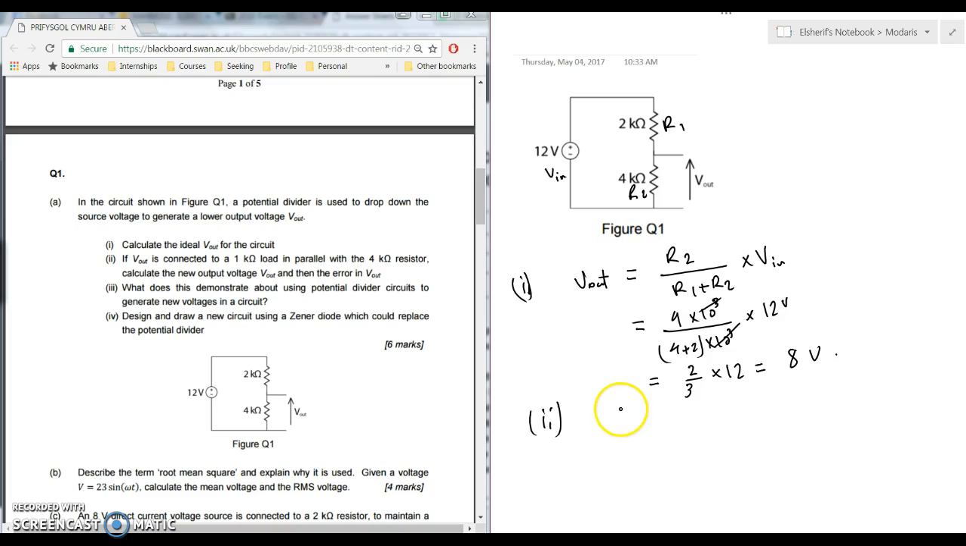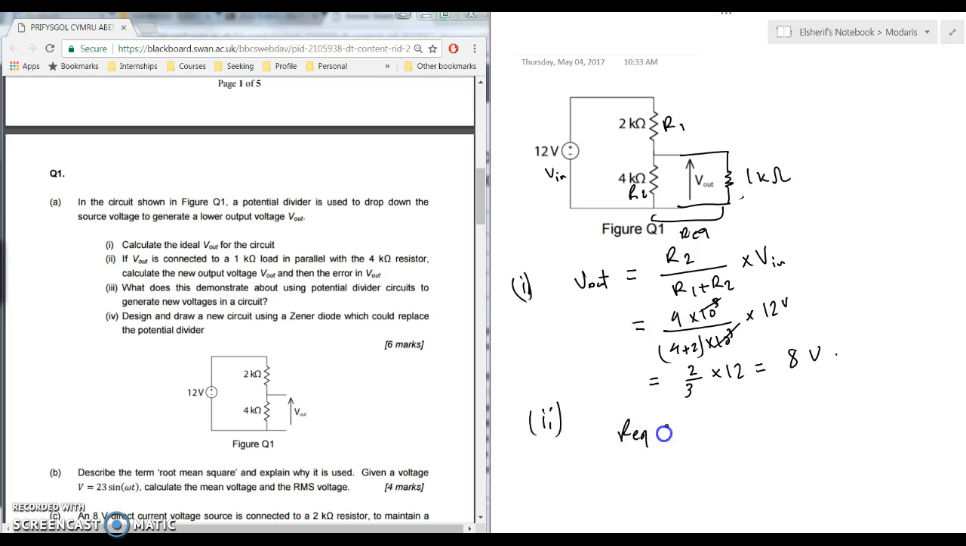The second part asks, if the output is connected to a load with a 1 kilo ohm resistor. If we want to redraw or edit this circuit, it's going to be like this, with another resistor in parallel that has the value of 1 kilo ohm. Now these two are in parallel, so we need to get the equivalent resistance.